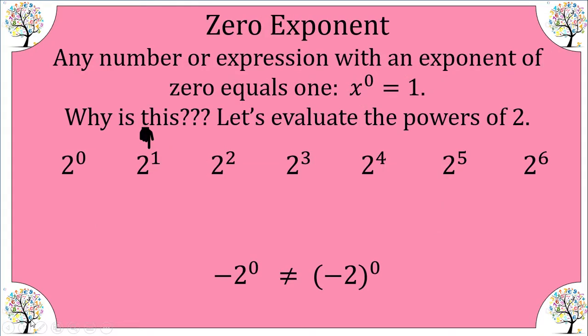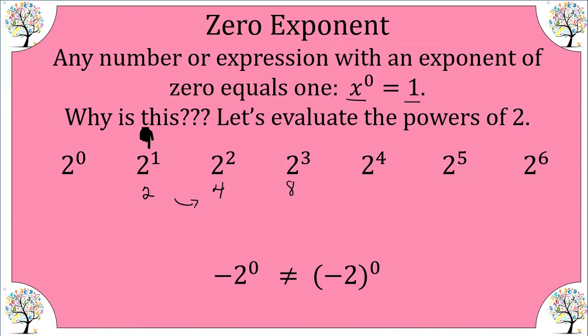So let's start out with the zero rule. It says any number or expression with an exponent of 0 always equals 1. So here is the exponent with a power of 0 rule. But I do like to demonstrate why this is. So let's take a look at the powers of 2, starting with 2 to the first. We know 2 to the first is 2. We know 2 squared is 2 times 2, which is 4. And then we're going to multiply another factor of 2 to give us 8.